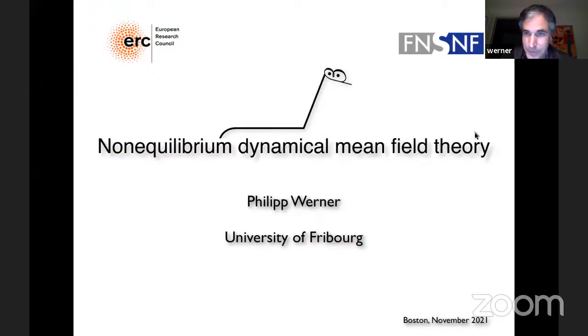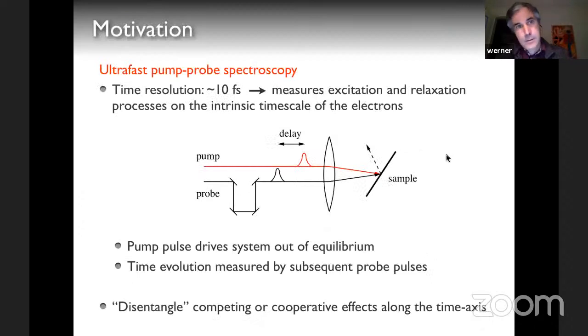I will try to give a kind of broad overview over the non-equilibrium dynamical mean field theory, which allows us to study the non-equilibrium properties of lattice models and correlated materials. The reason why we are interested in these non-equilibrium phenomena is because experimental groups are starting to explore them in solids. Nowadays, the time resolution of these experiments reaches a few femtoseconds, which is fast enough that one can directly measure the excitation and relaxation processes on the intrinsic time scale of the electrons.